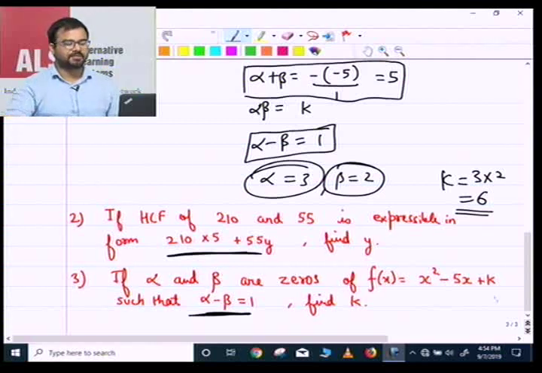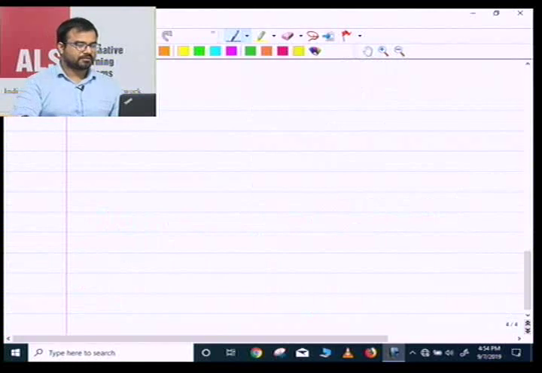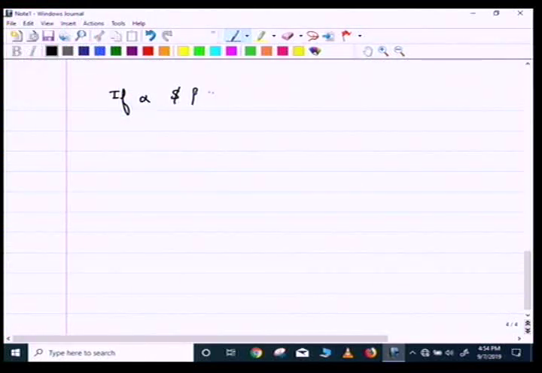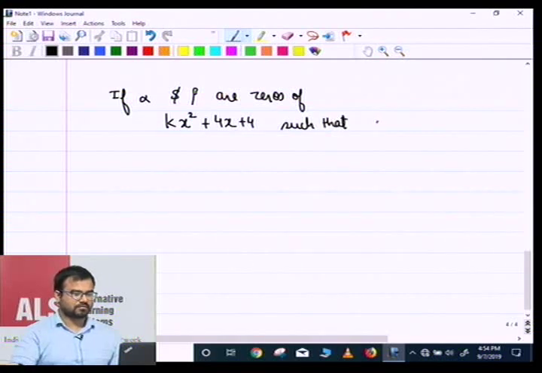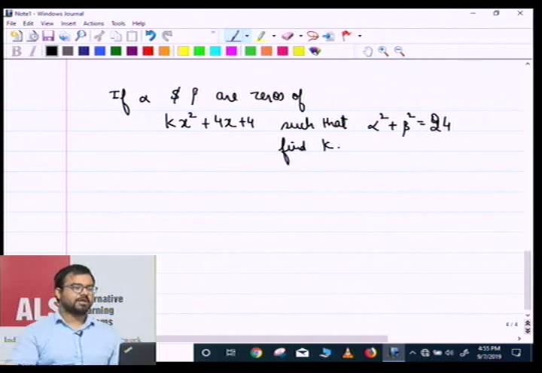One more question of the same type. Try this one. Alpha and beta are the zeros of this polynomial kx square plus 4x plus 4, such that alpha square plus beta square is equal to 24. Find the value for k.